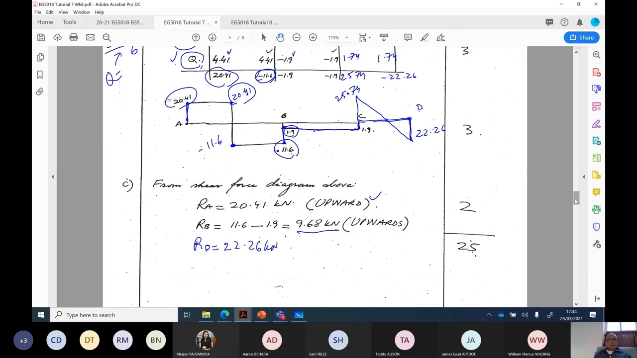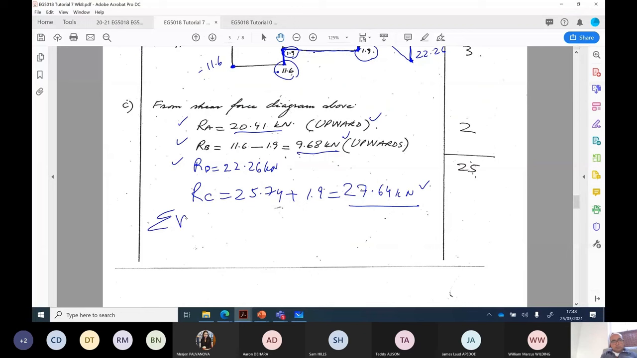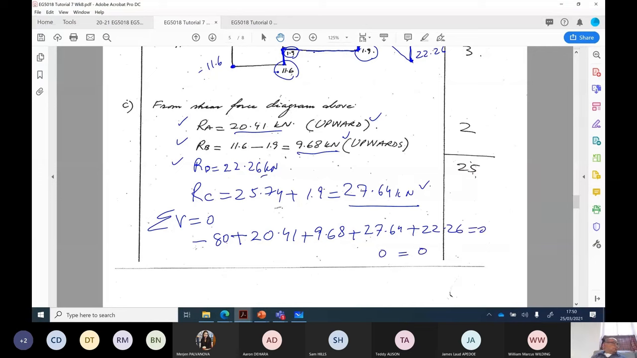How do we know that the reactions that we are getting are fine or not? Summation of vertical forces equal to zero. I have downward, meaning 80 kilonewton total load, plus RA, that is 20.41, plus RB, that is 9.68, plus RC, that is 27.64, plus RD, that is 22.26. This is giving me zero. So when I'm getting summation of vertical forces equal to zero, it means that I have worked it out properly.